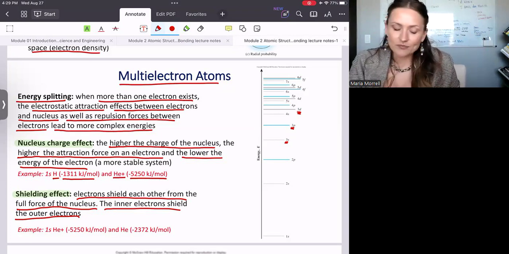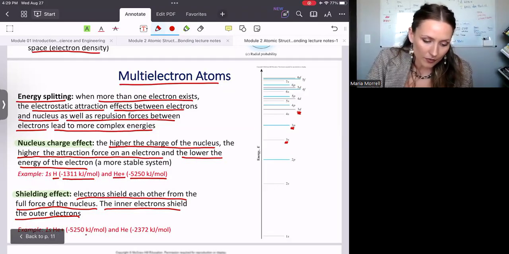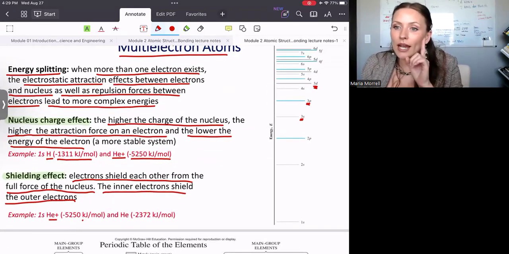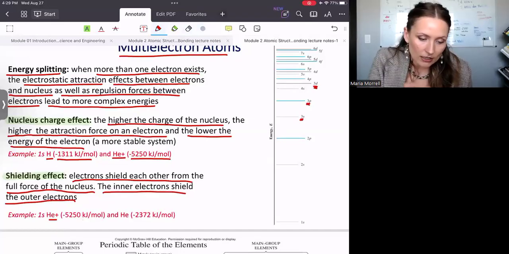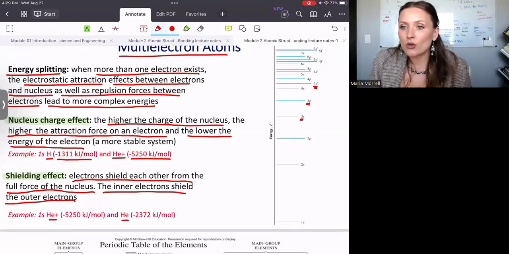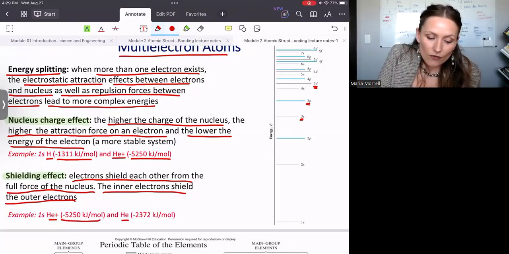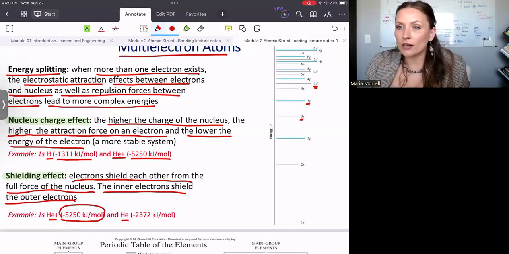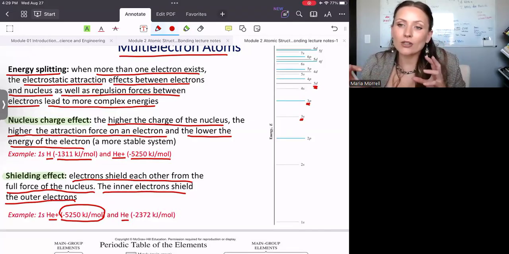And what does that mean? Well, let's look at helium plus, right? That means that there's only one electron rotating, and I shouldn't have said rotating, but you get the concept. And then look at helium where you have two electrons, okay? You will notice that the energy of this electron is significantly higher when compared to when you have only one electron, because once again, electrons in multi-electron atoms shield each other from the full force of the nucleus.